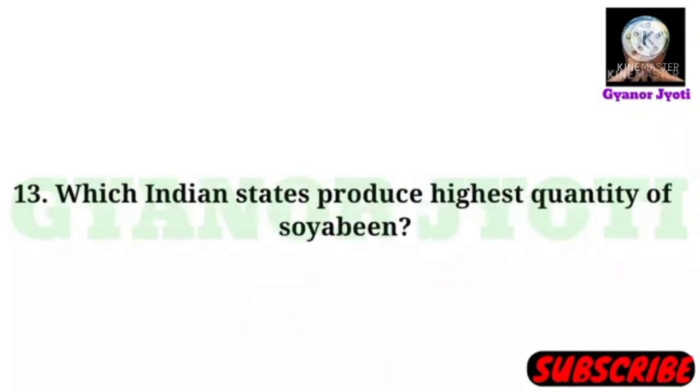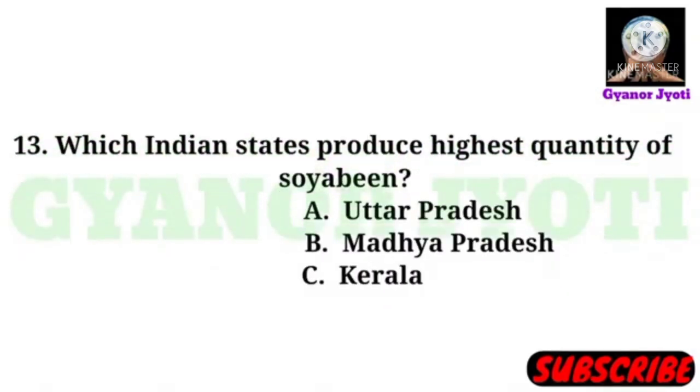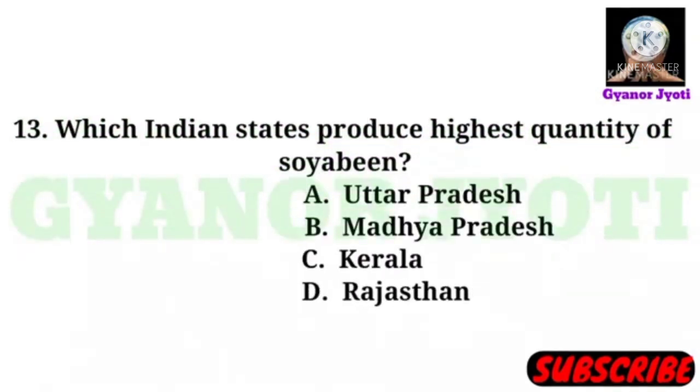Next, which Indian state produces the highest quantity of soybean? Correct option is option B. Option B is Madhya Pradesh. Indian state Madhya Pradesh produces the highest quantity of soybean. Option B is the correct.